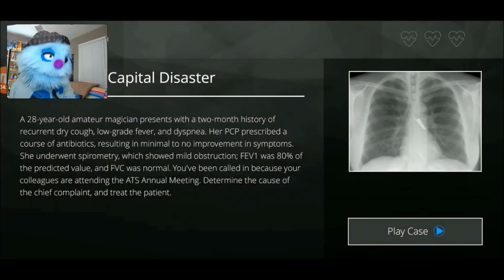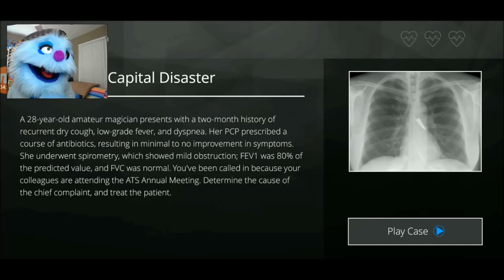Alright, a 24-year-old amateur magician presents a 2-month history of recurrent dry cough, low-grade fever, and dyspnea. After PCP prescribed a course of antibiotics, resulting in minimal to no improvement in symptoms, she underwent spirometry, which showed mild obstruction. FEV1 was 80% of the predicted value. The FVC was normal. You've been called in because your colleagues are attending an ATS annual meeting.